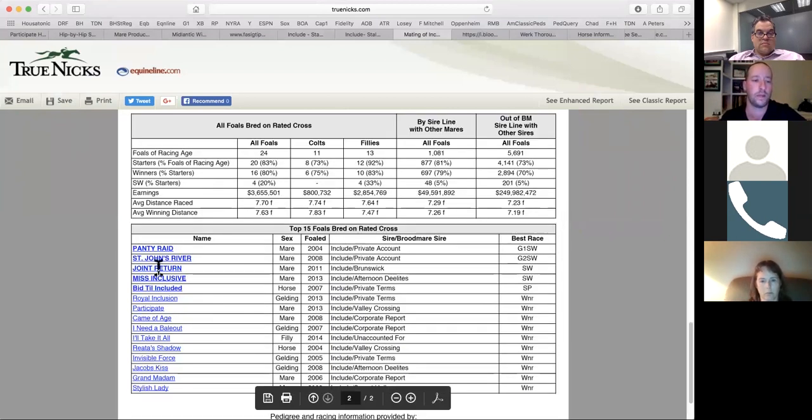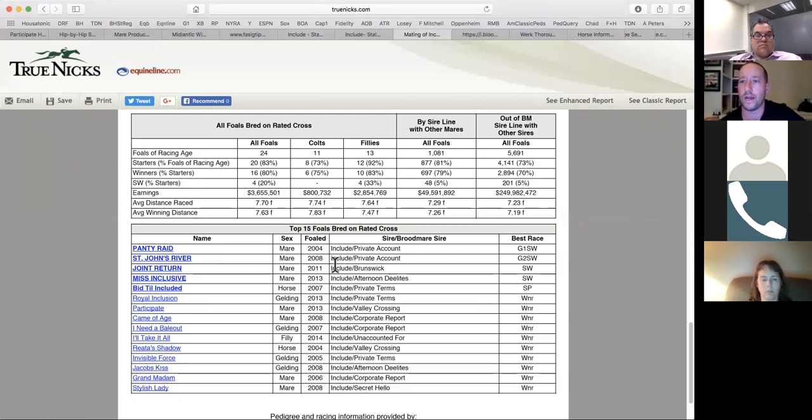So Pannier and St. John's River, the top 2 stakes winners bred on this cross. One was a grade 1 stakes winner and one was a grade 2 stakes winner. They happen to be full sisters, which it doesn't tell you there. And that's not necessarily a bad thing, but it might suggest that it wasn't just the cross. It might have been that mare specifically that worked well with Include. I'm not saying that's the case. I'm just saying these are things to keep in mind when you're looking at these nicking reports.